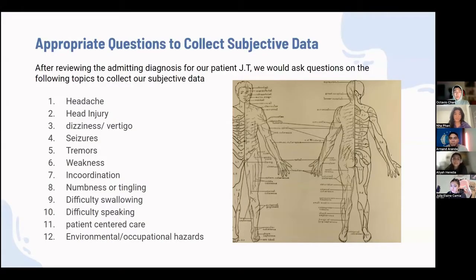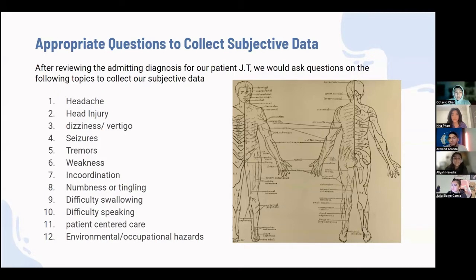Okay, so after reviewing the admitting diagnosis for our patient JT, we would ask questions on the following topics to collect our subjective data. We would ask him about headache, head injury, dizziness/vertigo, seizures, tremors, weakness and coordination, numbness or tingling, difficulty swallowing and speaking, patient-centered care, and environmental/occupational hazards.